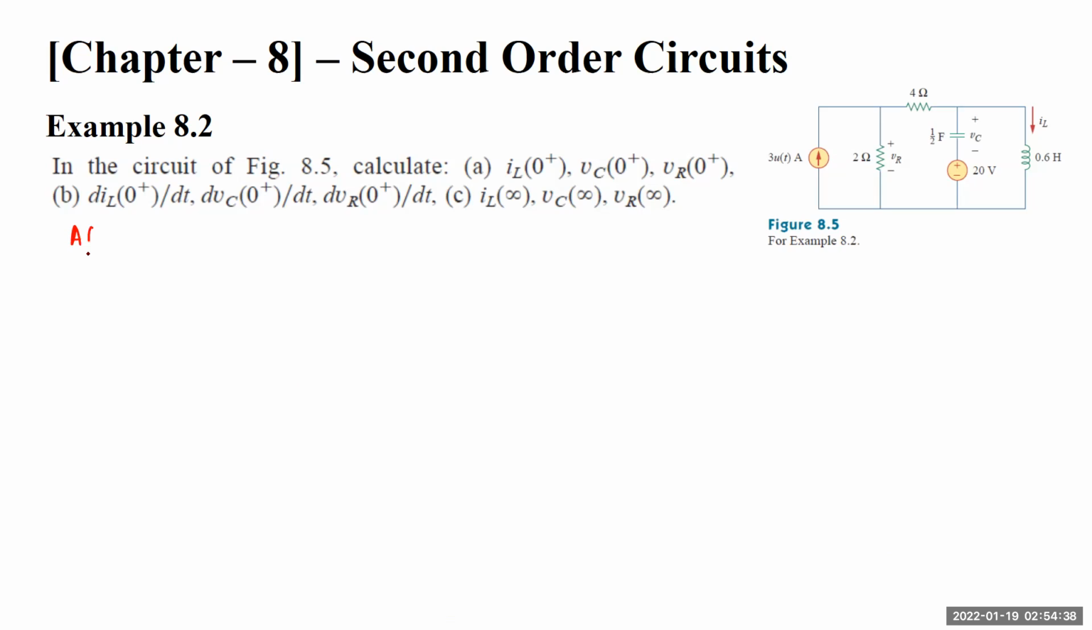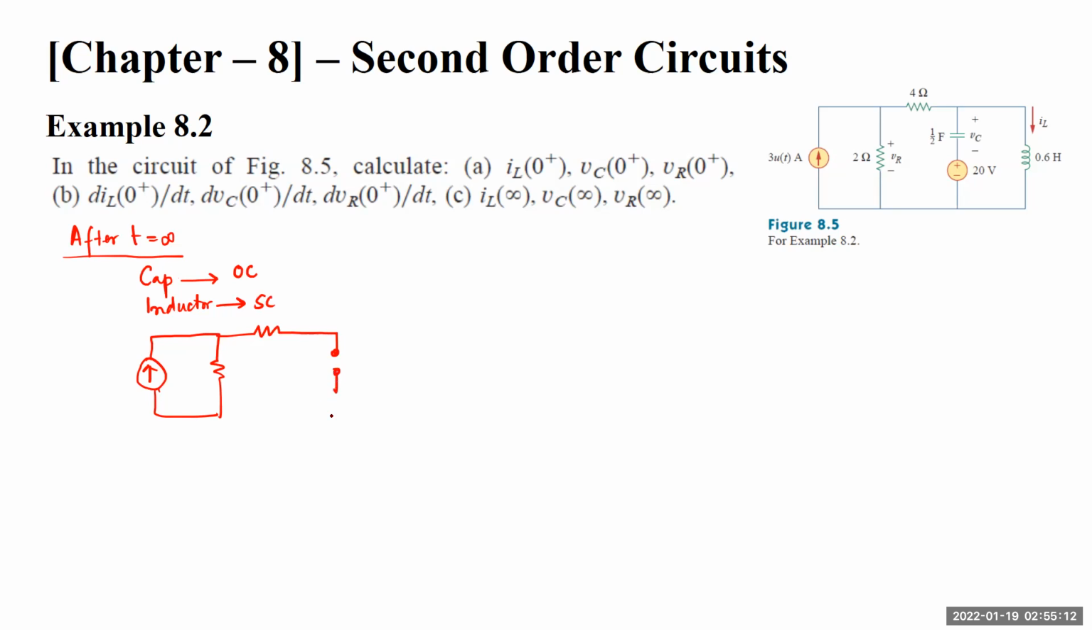So at time t equals infinity, remember, the capacitor will be open circuited and the inductor will be short circuited, because infinite time would have passed. The easy way is to simply draw the circuit, and wherever you get a capacitor, keep it open circuit, and wherever you find an inductor, make a short circuit for it.